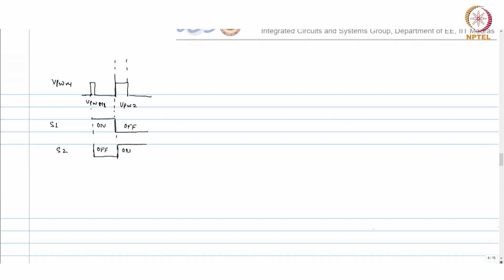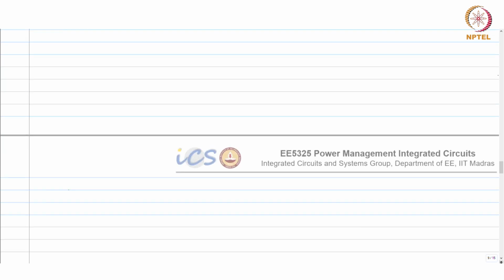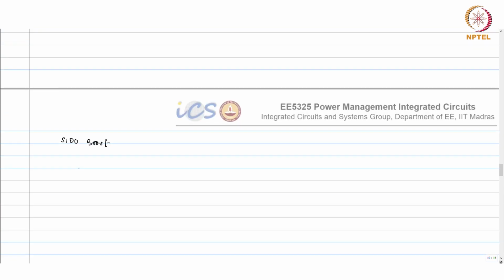So for the boost, it will be like this. Let's see the boost. So this is your single output. All I need to do. So this is your PWM.